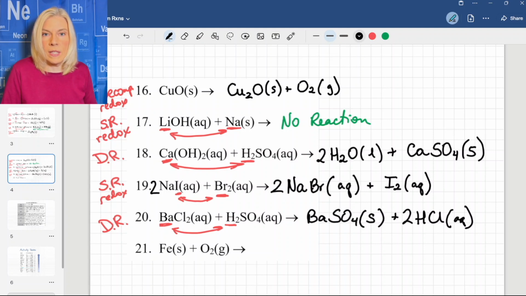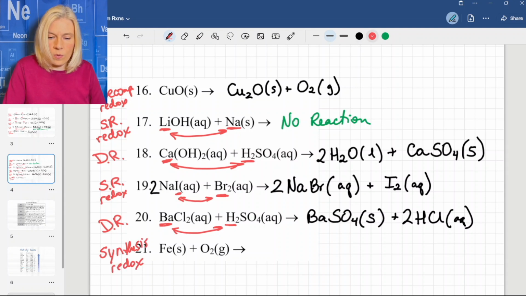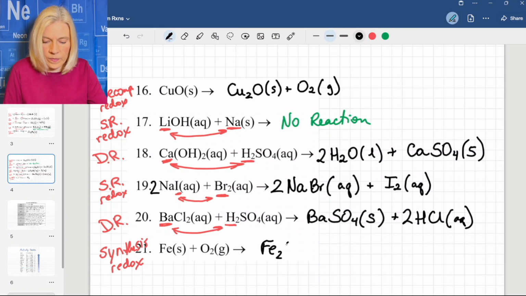We have our precipitate. And last but not least, we have iron reacting with oxygen. That's our very simplified rusting reaction, yes. So we have our synthesis reaction, and it is redox. So what's going on here? It will form iron(III) oxide, and this will be solid. Okay, really fast, let's keep going.